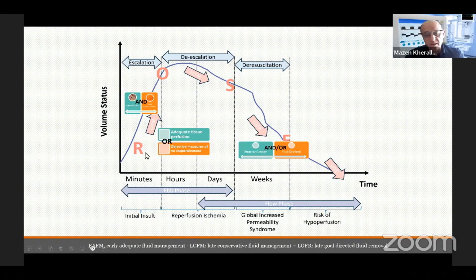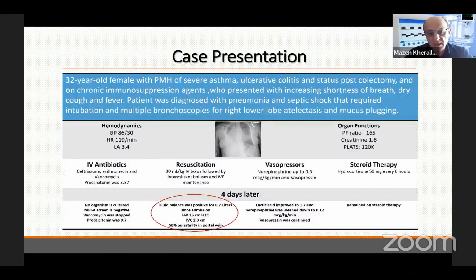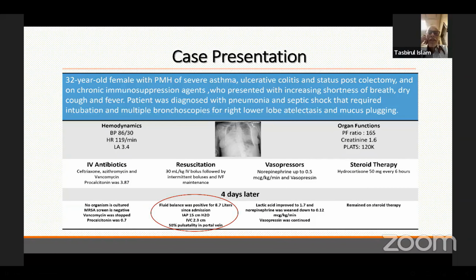In each specific phase there would be a specific fluid strategy. And we're going to talk about how we're going to implement this strategy in terms of giving fluid based on our fluid responsiveness assessment method and based on our clinical evaluation and laboratory evaluation of the perfusion status of the patient. So I would start with a case of a 32-year-old.